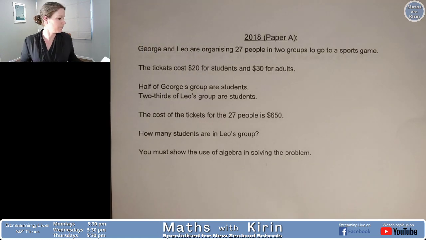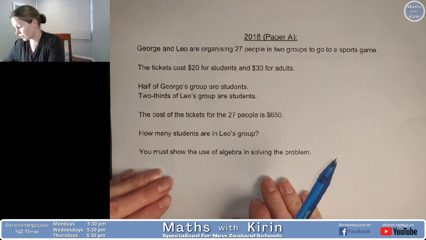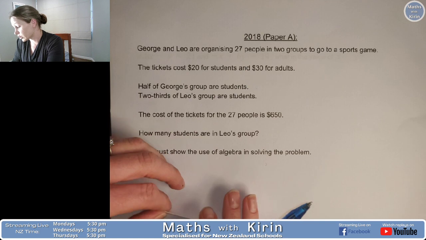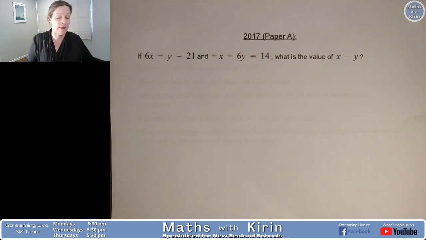Okay, so that might be a slightly more difficult question because there's just quite a lot of information, quite a lot going on. Cool. So I've got two more questions to go through. These are from the 2017 paper and are ones that I haven't been through before.